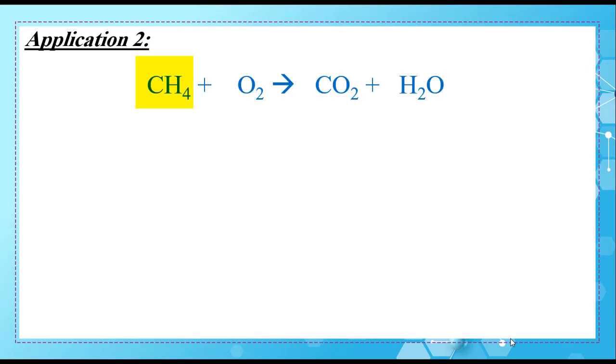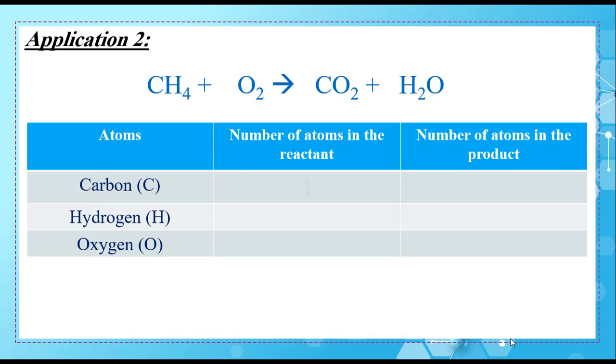Now, application 2. CH4 plus O2 produce CO2 plus H2O. Is this equation balanced? Pause the video to solve the application alone, then follow me. After counting the number of each type of atoms, we obtain 1 carbon atom in the reactant and the product, 4 hydrogen atoms in the reactant and 2 in the product, 2 oxygen atoms in the reactant, and 3 in the product.